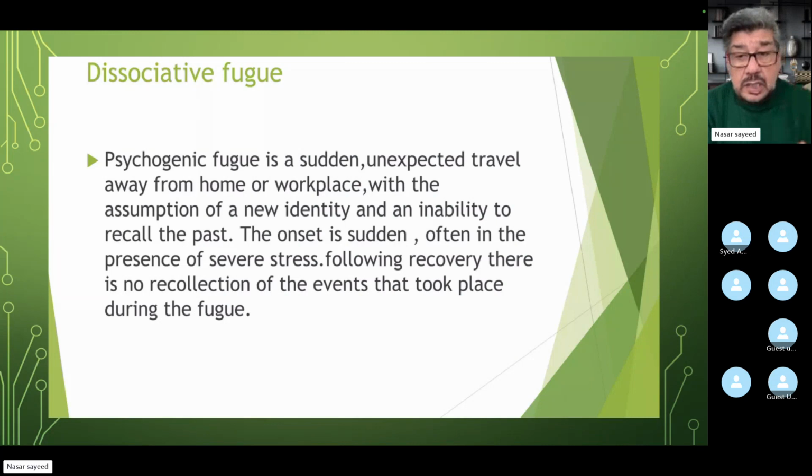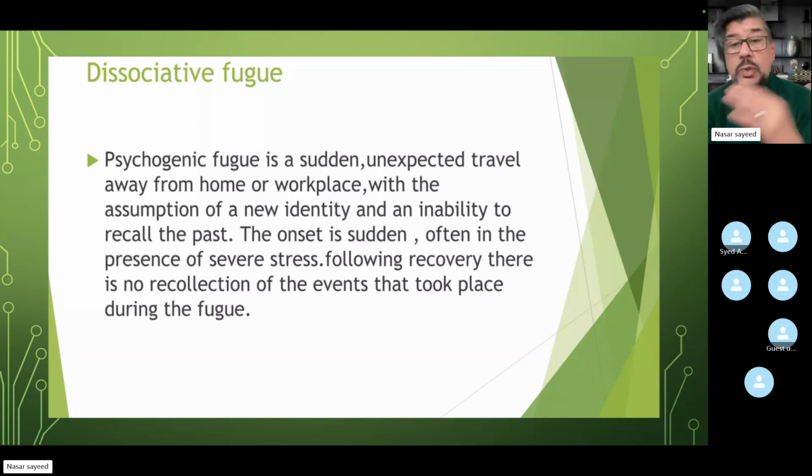The onset is sudden, often in presence of severe stress. Following recovery, there is no recollection of the events that took place during that time. So how I went there, what I did for 3 days, where I was sleeping, how I was eating, everything is absolutely vague.